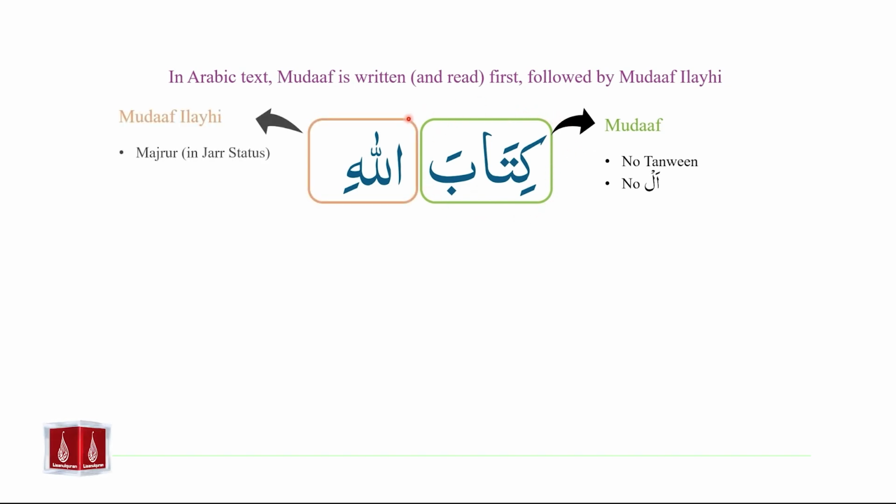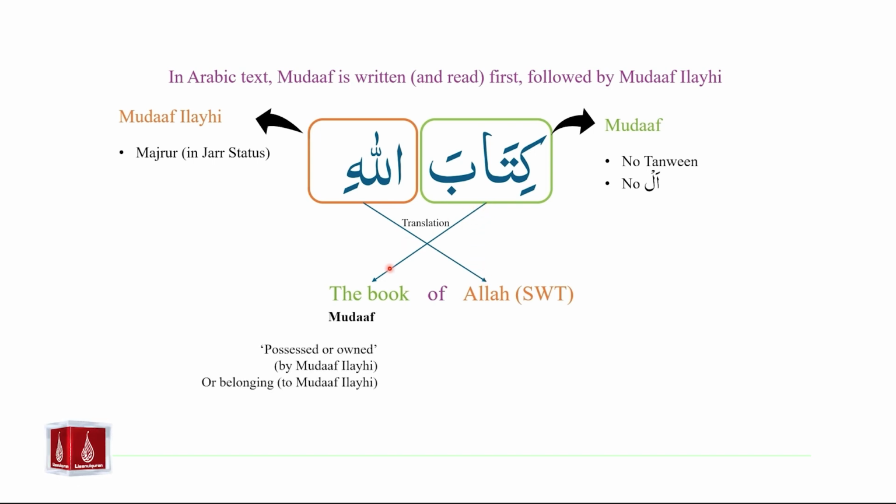Ism Allahi follows the mudaf and it meets criteria to be mudaf ilay. We determined that there is only one criteria for mudaf ilay or one requirement for mudaf ilay, that it has to be majroor. It has to be in the jar status. And that is the case here. Taken together, this murakkab, Kitab Allahi, can be translated to the book of Allah subhanahu wa ta'ala.